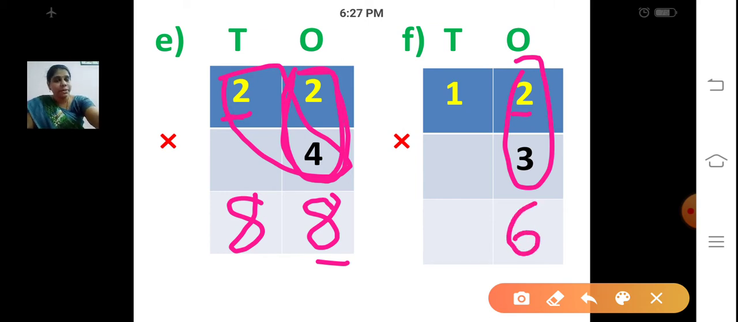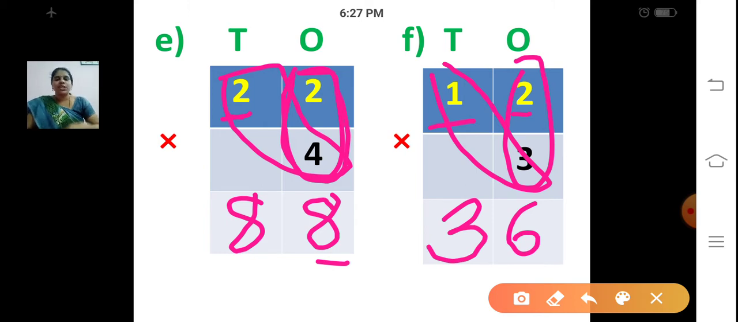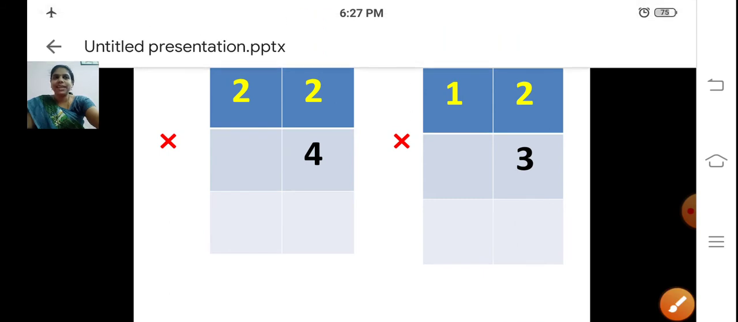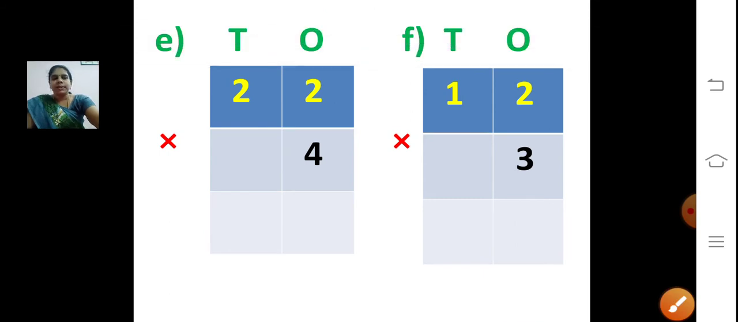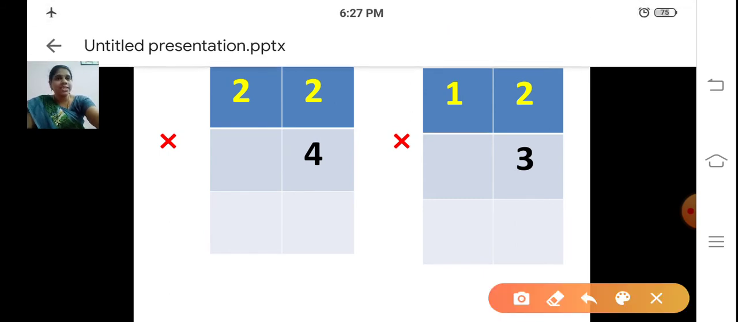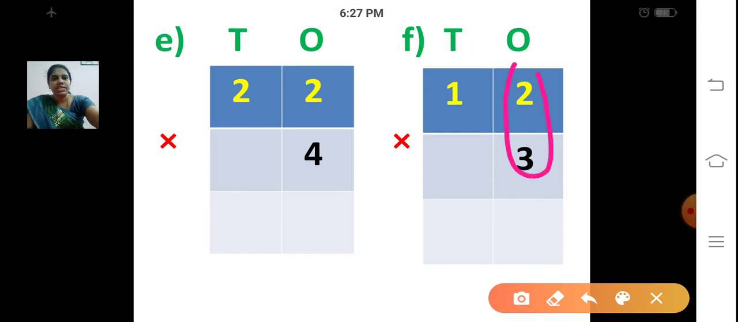Now the second step is we are going to multiply the digit at the tens place by this 3. 1 into 3. 1 3s are 3. I'll repeat it one more time. First we are going to multiply the digit at the ones place by 3. 2 3s are 6, right below the ones place.